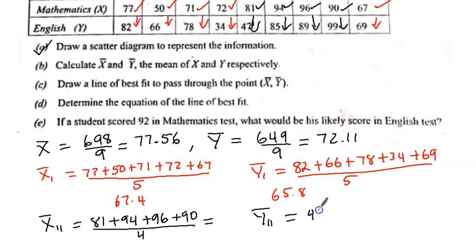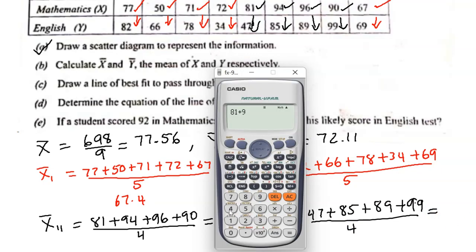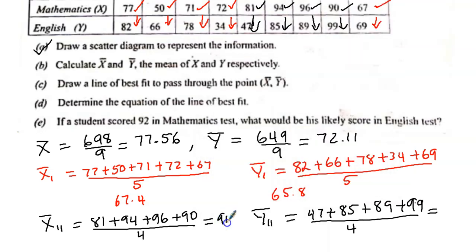We get 47 plus 85 plus 89 plus 99, all divided by 4. Work it out and get our values, and then we plot the points. Plus 94 plus 96 plus 90 divided by 4 gives us 90.25. Next one, if we do, we will get 80.